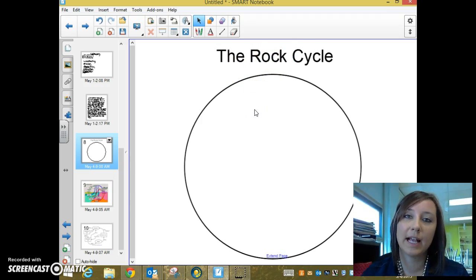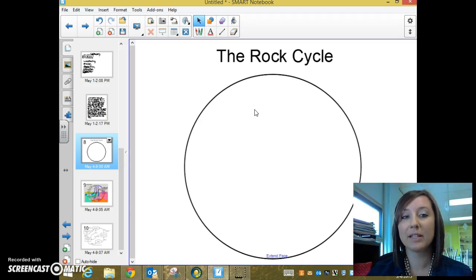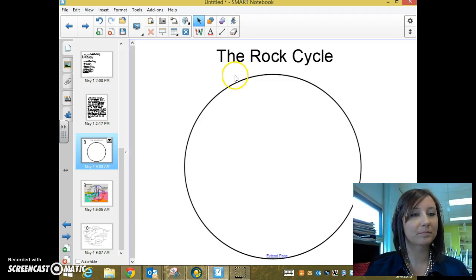And one question that I asked you to think about and write about before we started talking about this, there was a few actually. Do you think that we're ever going to run out of rocks? And also, do you think that our Earth is getting larger, smaller, or staying the same? So as we go through this whole process of the rock cycle, I want you to keep those two questions in mind, because by the end, I'd like you to be able to answer those questions.